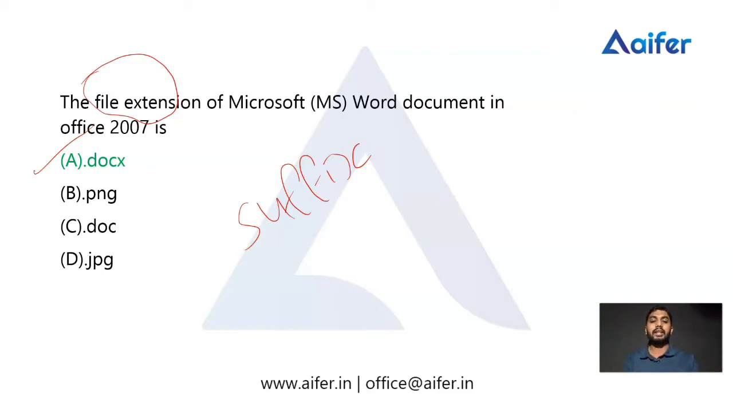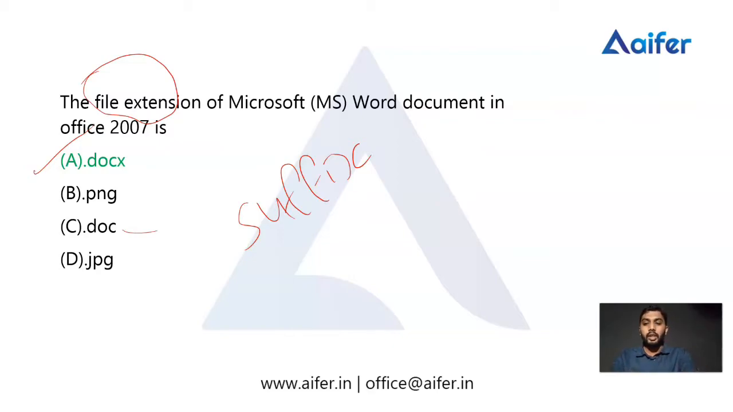It indicates what kind of file it is, whether it is a Word file, or an image file, or a video file. So we can understand which kind of file it is when we see the suffix at the end of the file name. So here the question is, the file extension of Microsoft Word document in Office 2007 is .docs. .docs is the file extension of Microsoft Word document in Office 2007, and .docs is the newer version of .doc.